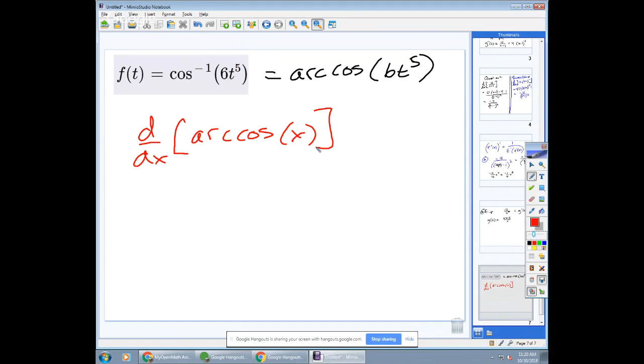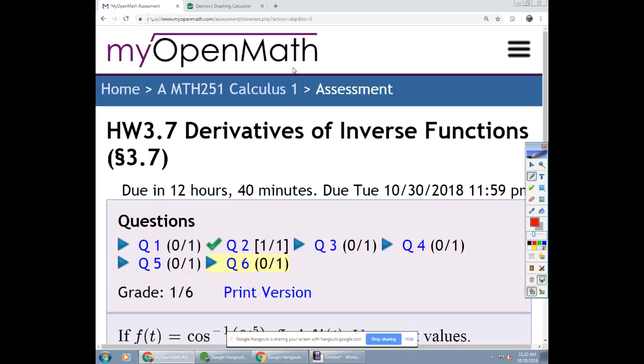Nope. We didn't do our cosine. No, we only did arc sine and arc tan. Oh my. Because you said we were going to do it today, we were going to do the rest of the arc trig functions. Okay.